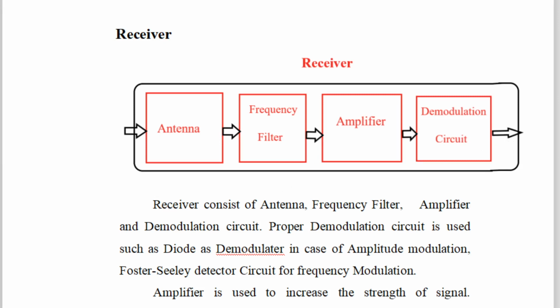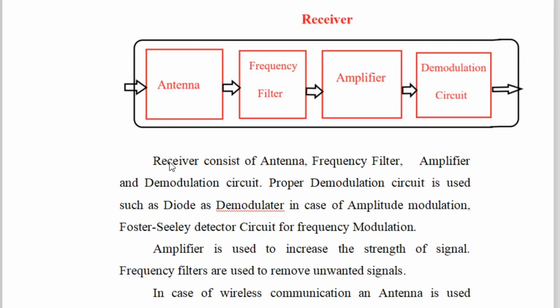So here let us see the description. The receiver consists of: first block is the antenna, second frequency filter, third amplifier, and fourth is the demodulation circuit. A proper demodulation circuit is used, because what kind of modulation technique is used on the transmitting end? At the receiving end, the demodulation circuit is used accordingly.